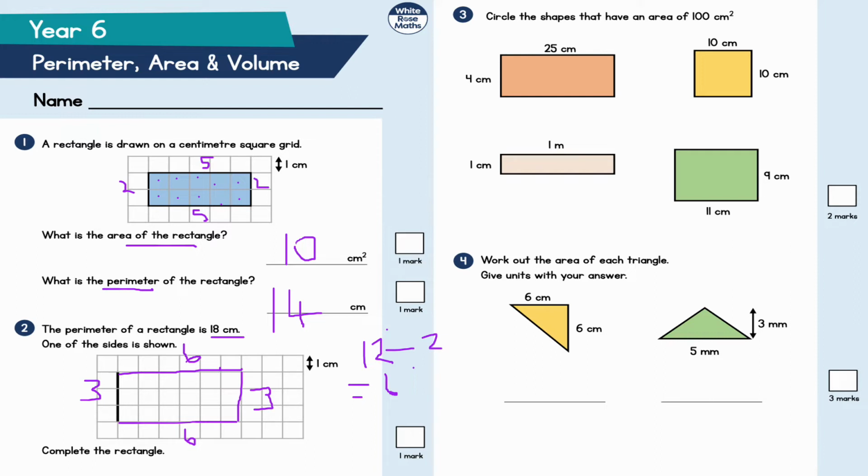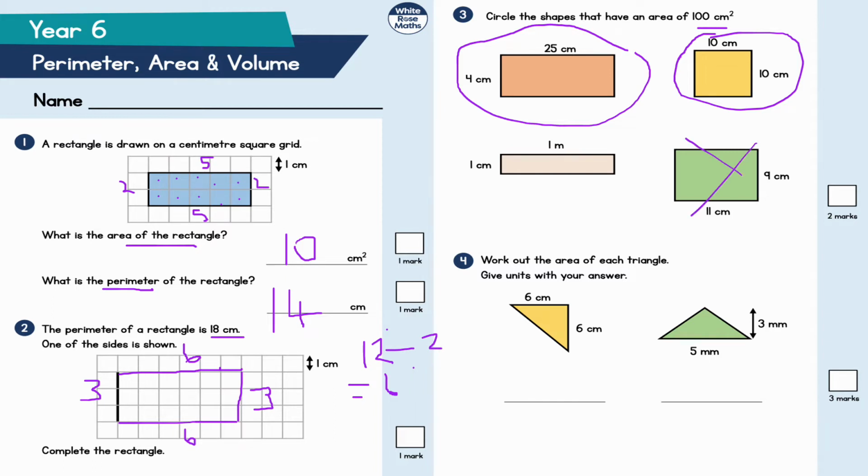This is question number 3, guys. Circle the shapes that have an area of 100 centimeters squared. So, for rectangles, it's length times width, watching the units carefully. 25 times 4 is 100. So this one does, yes, 100 centimeters squared. This one does, 10 times 10 is 100. Now let's look here. This one doesn't, because 11 times 9 is 99. So it's not going to be this one.